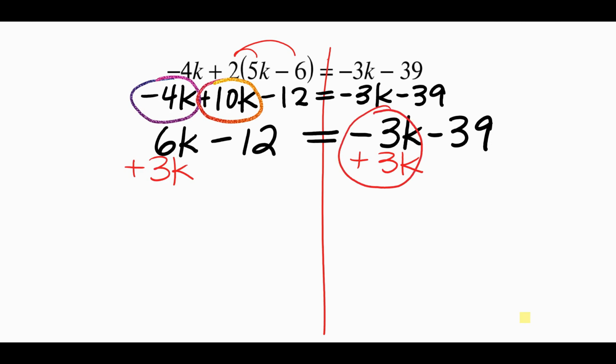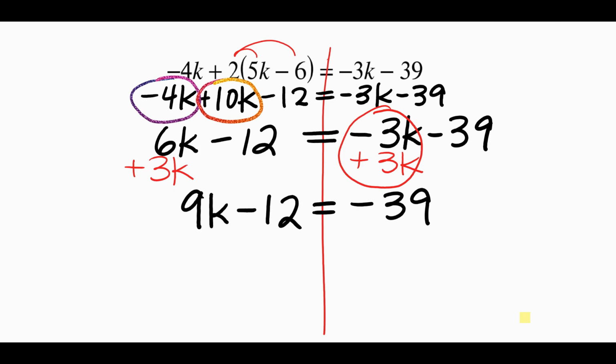6k plus 3k is 9k. Bring down the minus 12 and the equal sign. And over here I have a negative 39. Now I need to get that negative 12 to the opposite side to combine it with the negative 39. And to get it to the opposite side, I need to do the opposite, do the inverse, right? So I'm going to add 12 to both sides.